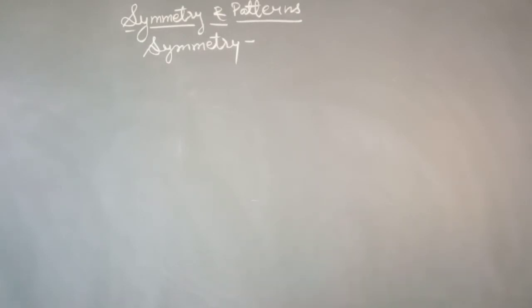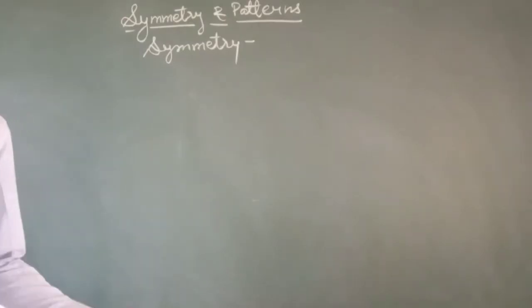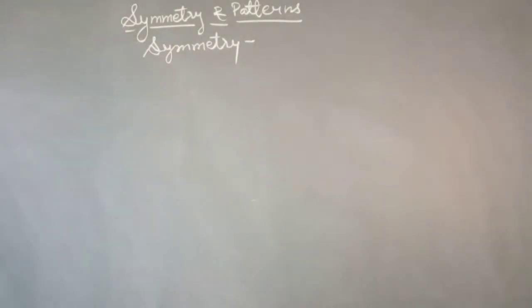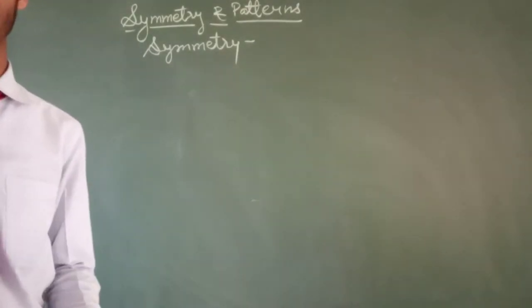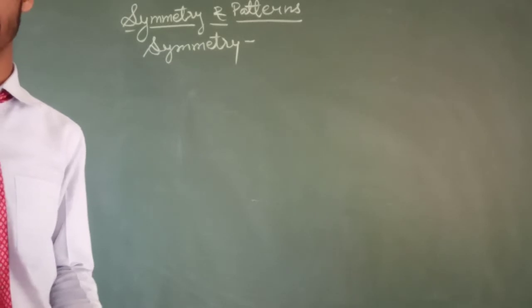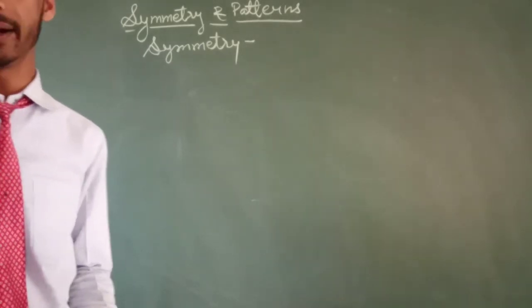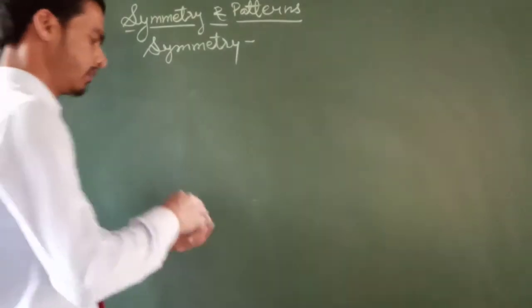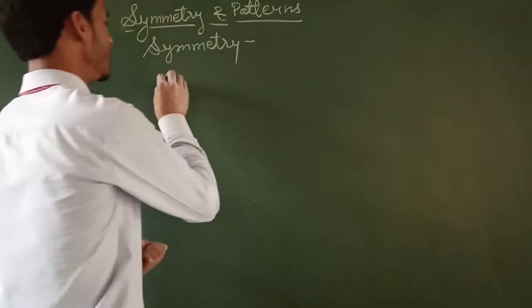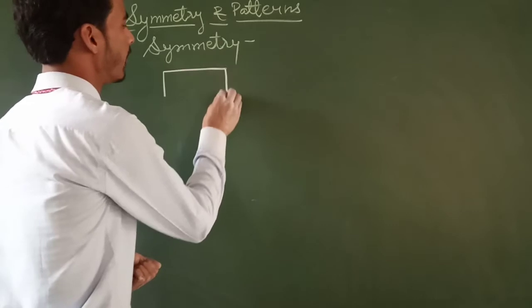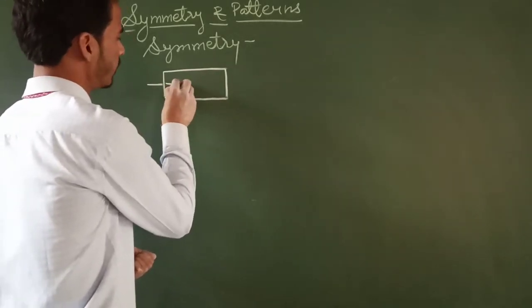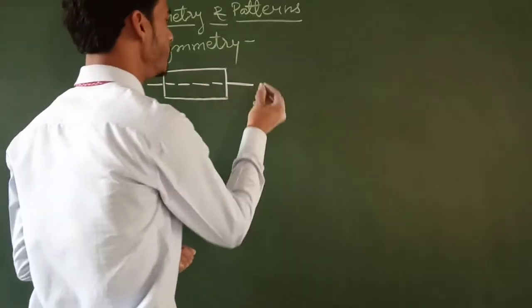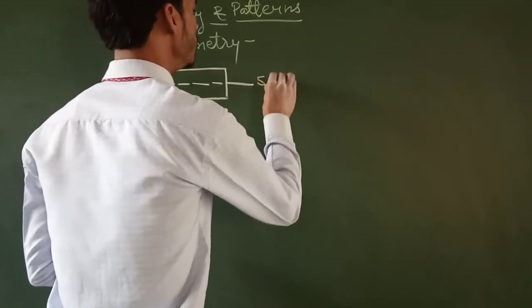So listen here. A figure, shape, letter or number that can be divided or folded into two equal halves along a line is said to show symmetry. And the two halves of the figure are called symmetrical halves. As you can see here, there is a figure, and this figure is divided into two symmetrical halves.